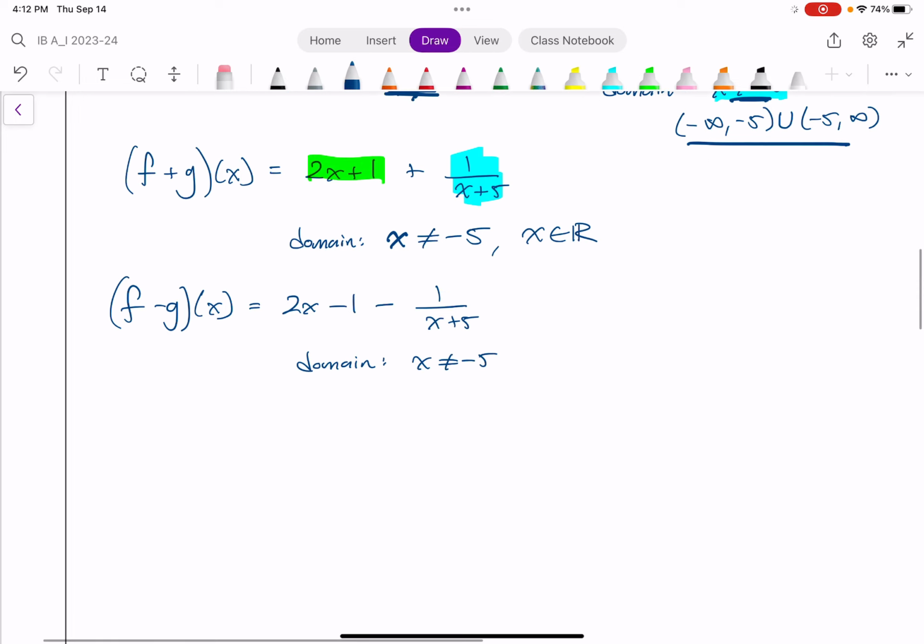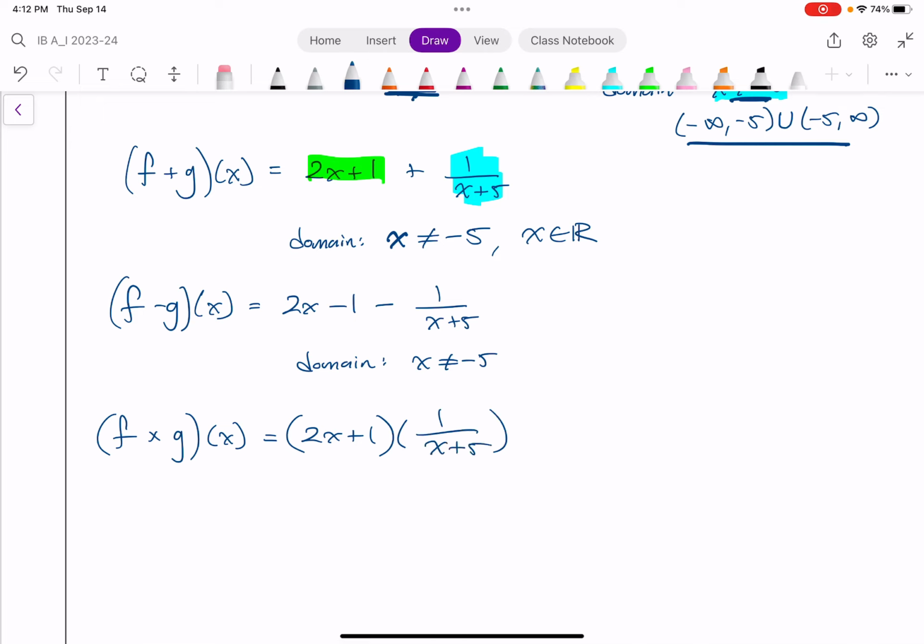And same thing when we multiply. If we had f times g of x, this is a different function. It looks very different if you were to graph it than what we had before. Which I could, in this case, write as 2x plus 1 over x plus 5, if I just put these together. However, that doesn't really matter in terms of my domain. The domain of this, again, will be everything but -5, because everything but -5 is what f and g have in common.